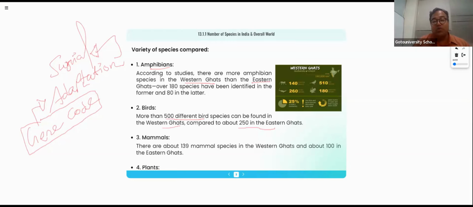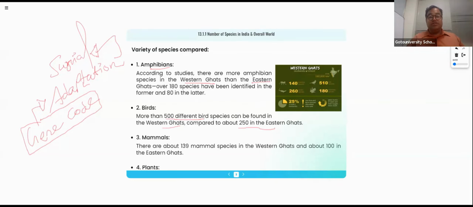Now, the hidden meaning. What is the hidden meaning? It is already there in the slide: the Western Ghats is showing maximum variation in the amphibians, and the Western Ghats is showing the maximum variation in the avians. What is not there in the slide? What is the reason for that? That is not there, that I need to narrate.